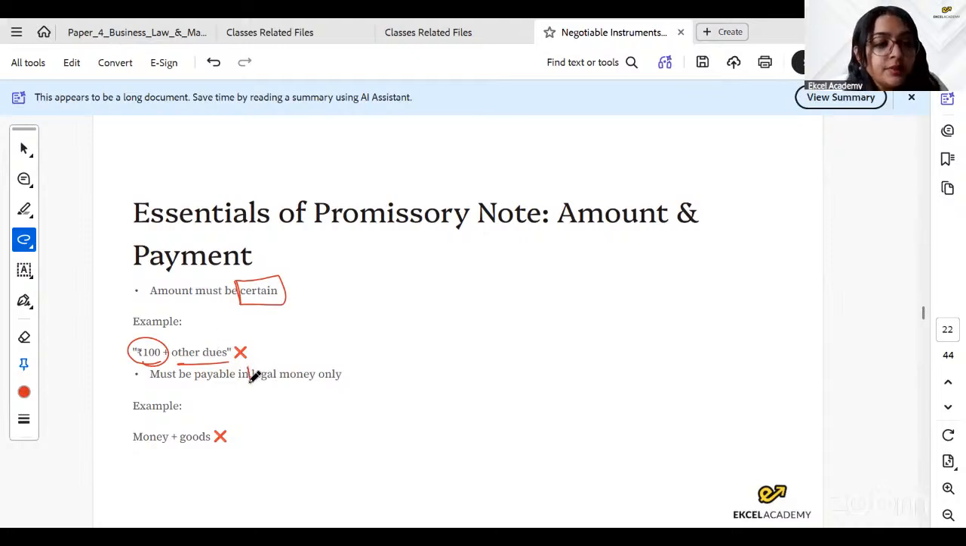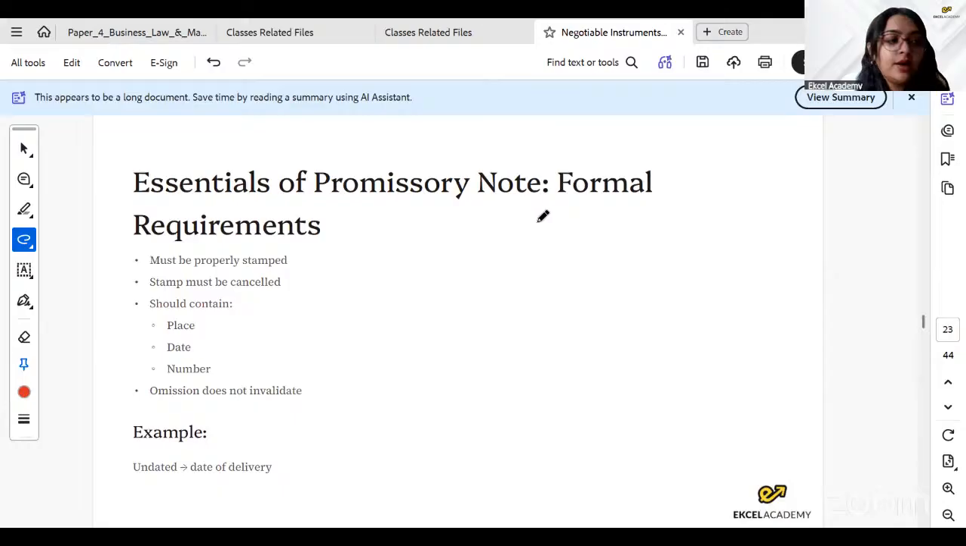Okay, must be payable in legal money only. So I cannot say that I promise to pay you rupees 100 along with a batch of my goods as a compensation. No, you should be sure that you are including the exact amount that you are going to pay. Okay, formal requirements. So far what have we seen? So far it has to be in writing, it has to be unconditional, it has to mention the amount specifically. All right, your payee also should be certain. Okay, next are your formal requirements.